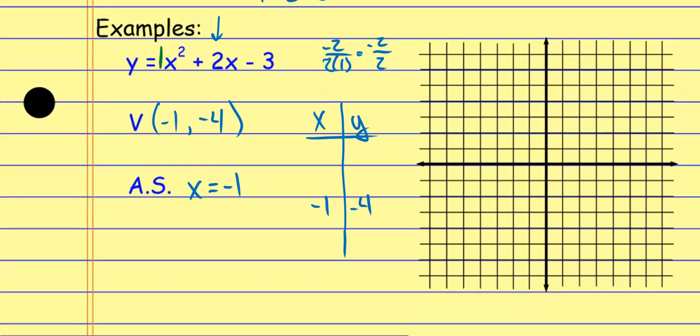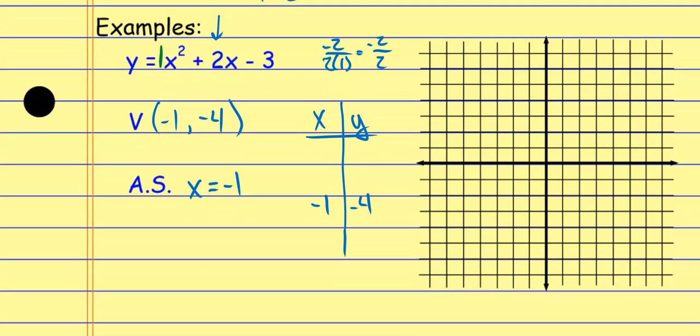And now I can graph this. Let's see, negative 1, negative 4 is down here. Axis of symmetry, remember I'm going to graph this as a dotted line. And the axis of symmetry is just there to help me graph a little bit, to say, hey, let me look at this thing, I can reflect points.